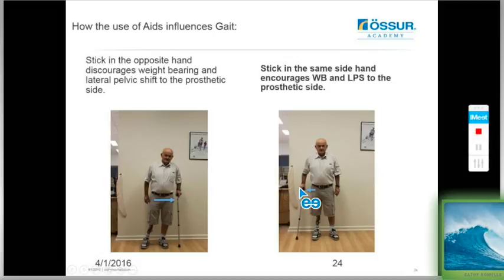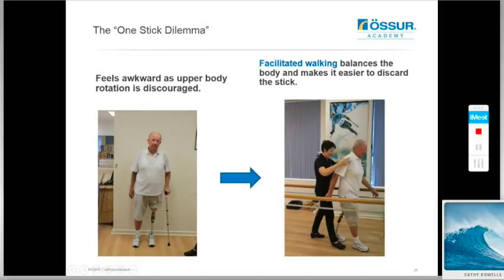Whereas if we place the gait aid in the same hand as the amputation or the side of the amputation, we only get a small amount of relief for that glute med. We get optimal weight shift and lateral pelvic shift to the weight-bearing side, shoulder over hip over foot, which is what we're trying to achieve in an ultimate gait pattern.